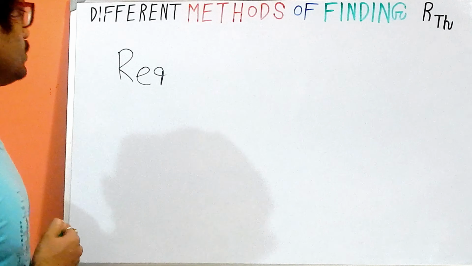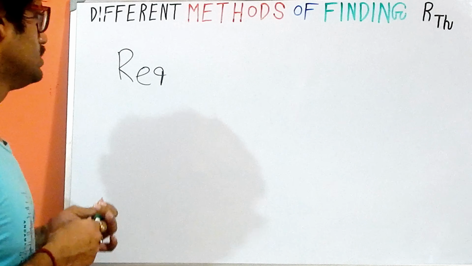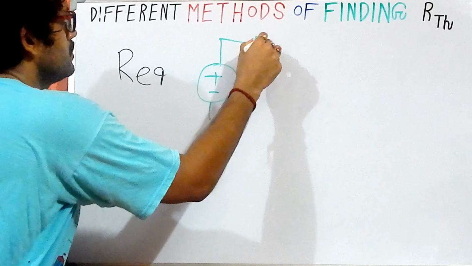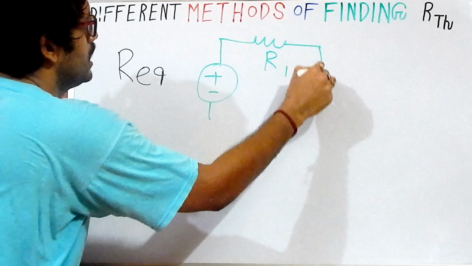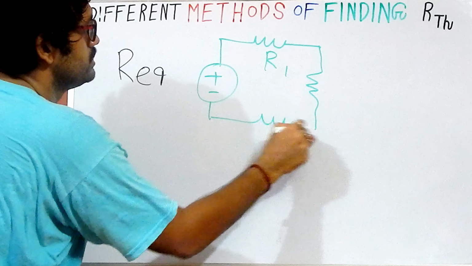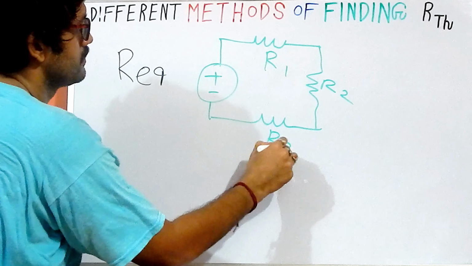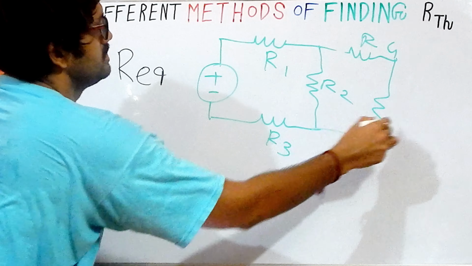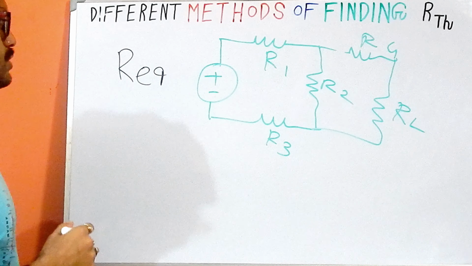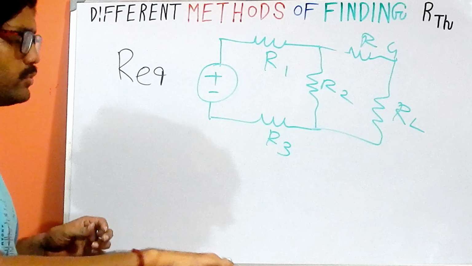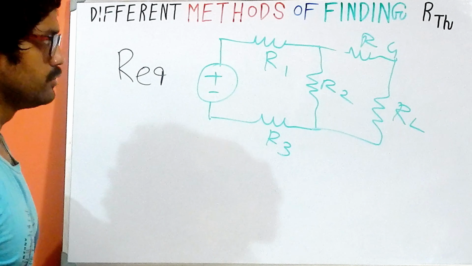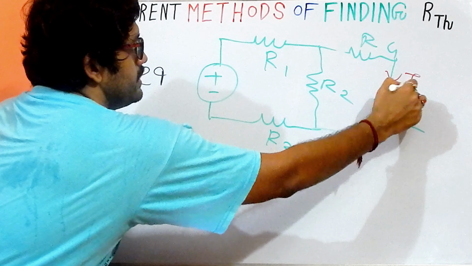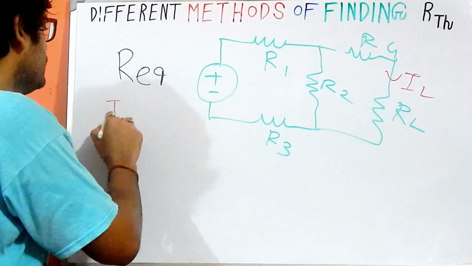In the previous part I told you a circuit is given. Say this circuit is given. Here, this one is R1, this one is R2, this one is R3, this one is R4, and along with that this is our RL. In our previous classes I told you how to find the current through this load. So our problem statement is to find IL by using the Thevenin theorem.